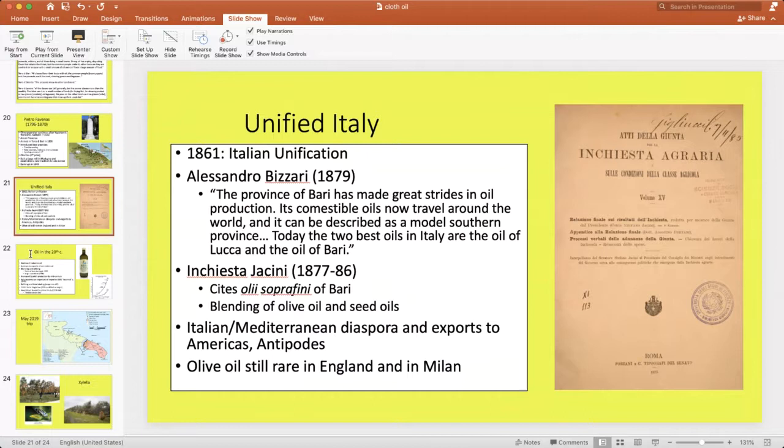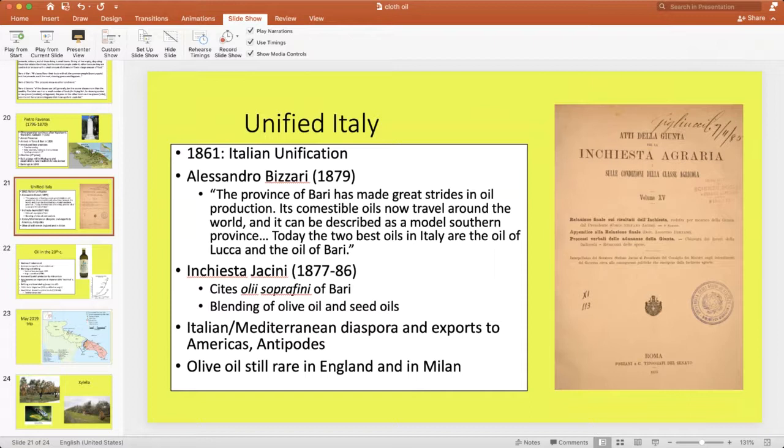Another big change that comes after unification, starting in the 1870s but peaking in the couple of decades before World War I, is the period when Italians migrated around the world in the millions, to North America, to South America, to Australia, and so on. And with them, of course, they took their foodways, and in particular, a demand for olive oil. So we get a change, whereas in the 18th century, almost all oil exports from the Kingdom of Naples were industrial oil going to England and Russia and other places like that, and even the United States.